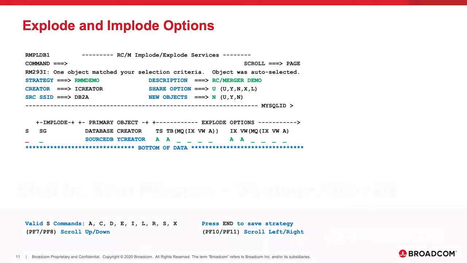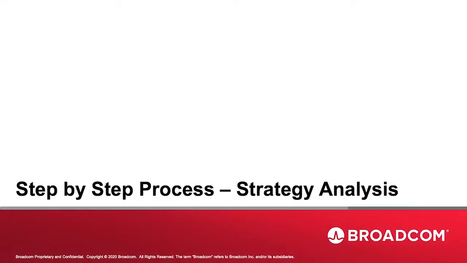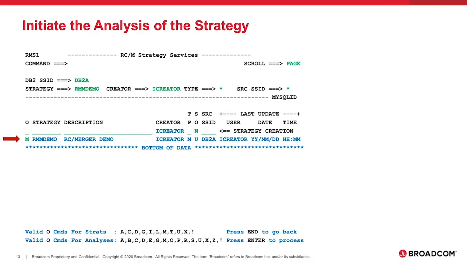Back at the Strategy Services main menu, we can see the strategy that we have just created, and now we need to analyse it. What the analysis process does is to take the strategy definition and generate an executable output file to perform what we request. Once the analysis output has been generated, we can review and edit it. So in the O or option column next to our strategy, we put an M, which is for a move analysis. We press enter to go to the next screen.